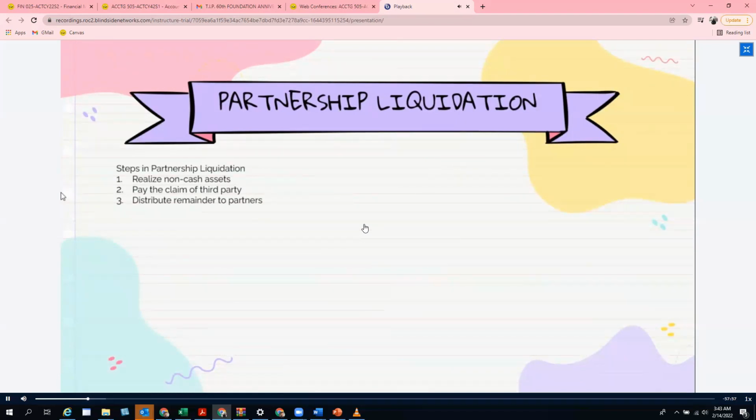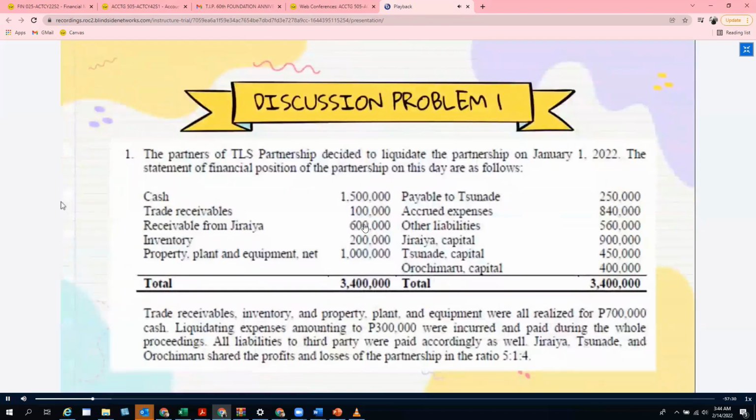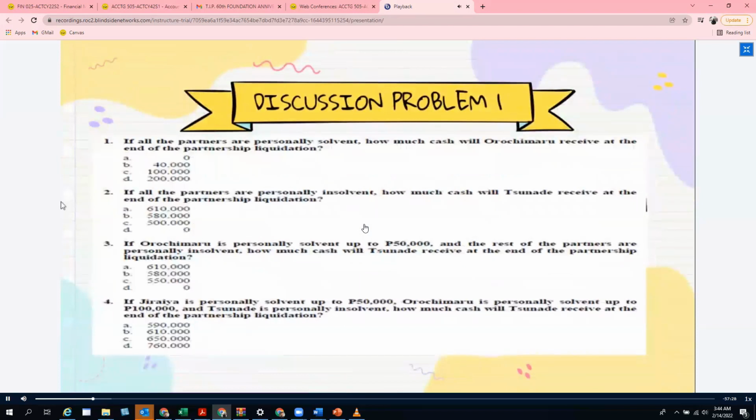Okay, so partnership liquidation is simply the partnership being terminated, so we have to realize all our non-cash assets, sell all our non-cash assets, pay our third-party debt, third-party claims or yung mga creditors natin, then distribute remainders to partners. No? So to illustrate that, let's have discussion problem 1. Medyo mahaba, pagtsagaan natin. No?